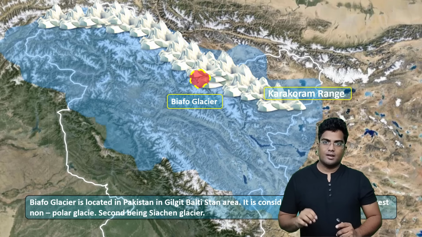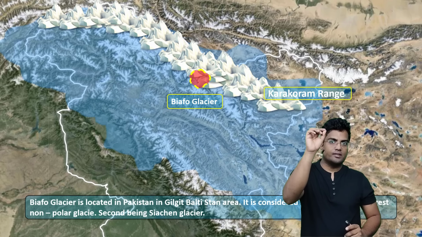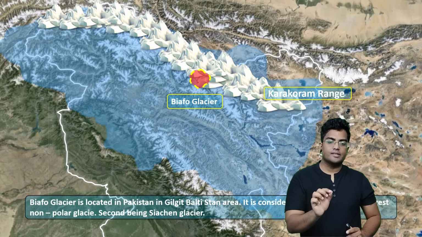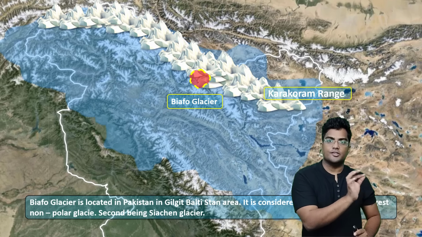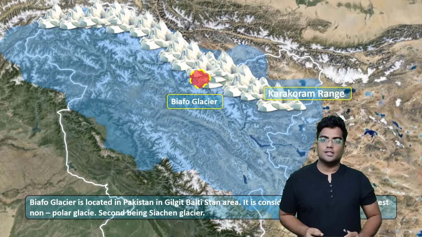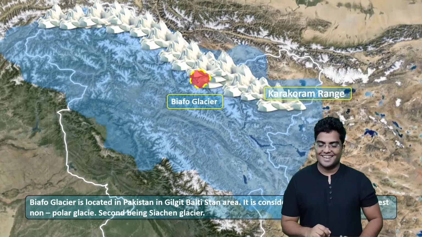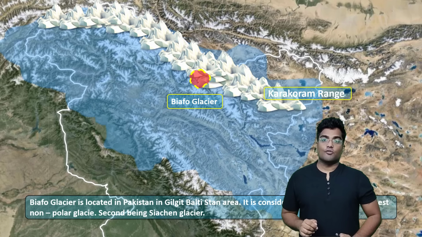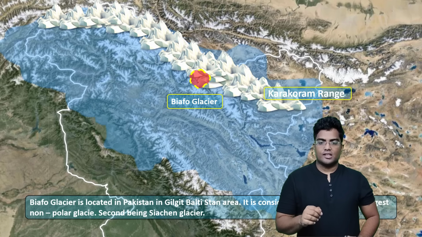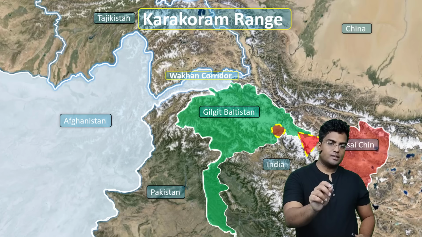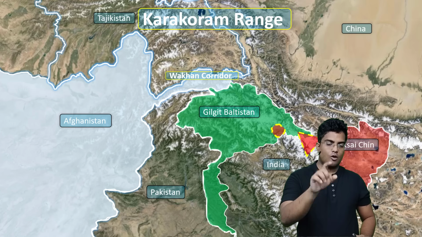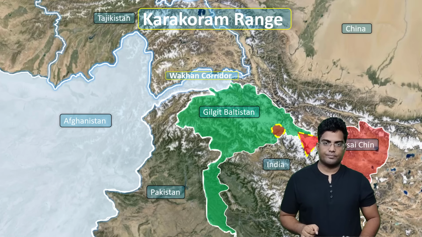Second is Siachen. First is a glacier that is located in Tajikistan. Second is Siachen, third is Biafo. The second and third largest non-polar glaciers are both located in the Karakoram Range. Interesting, right? So that's Biafo Glacier. Let's have a look at the location. That's Siachen and that round is Biafo Glacier.